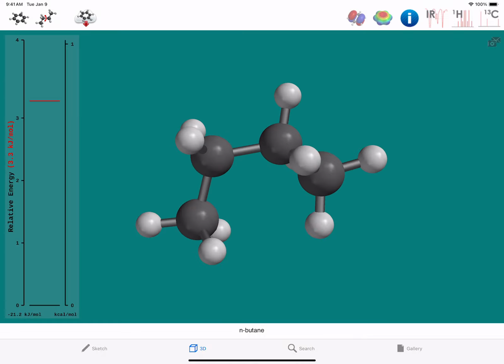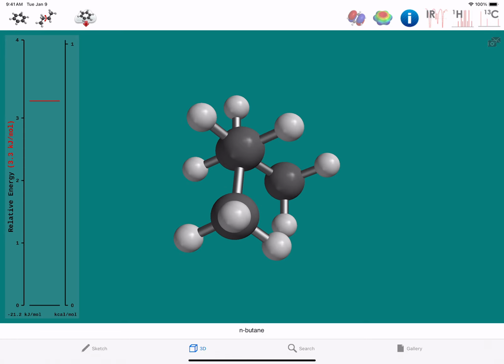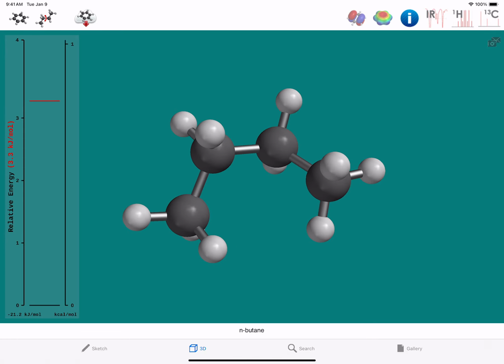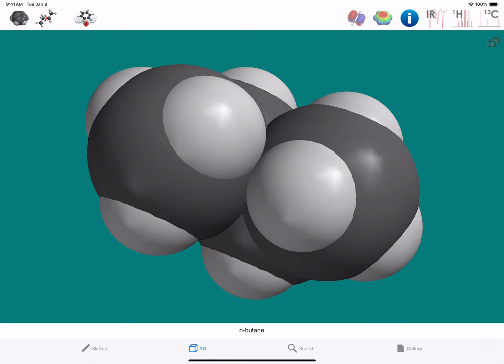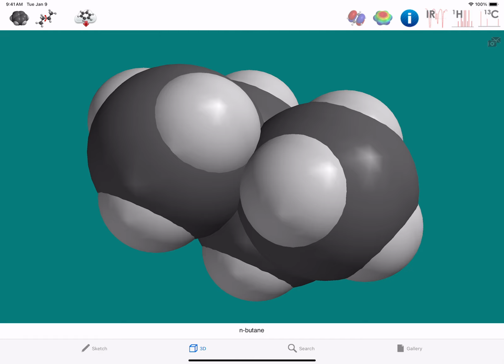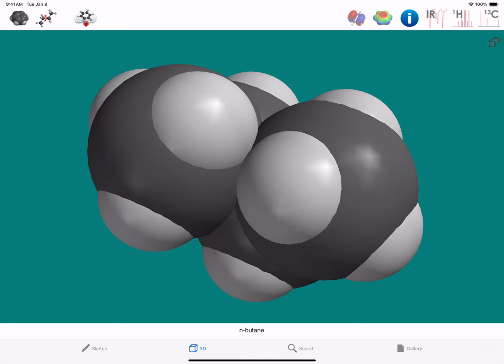And if you look at it from the side, it's not immediately apparent that those methyl groups are bumping into each other or that there's steric repulsion. But if we make that space filling, you can see that they definitely are. See how close those hydrogens are? So having methyl groups gauche to each other introduces electron-electron repulsion.